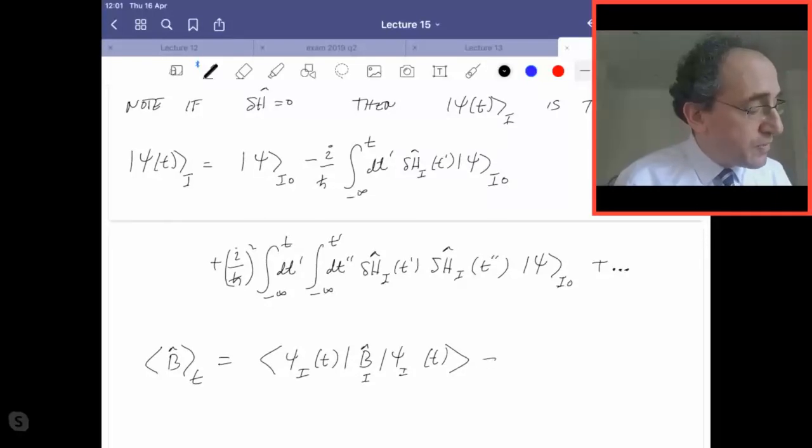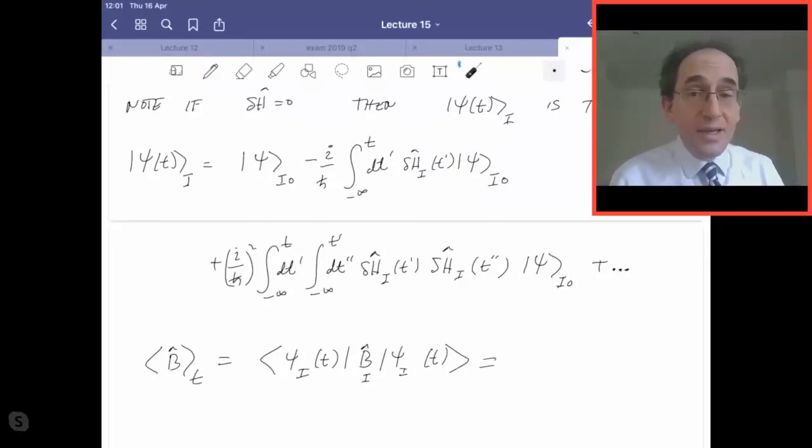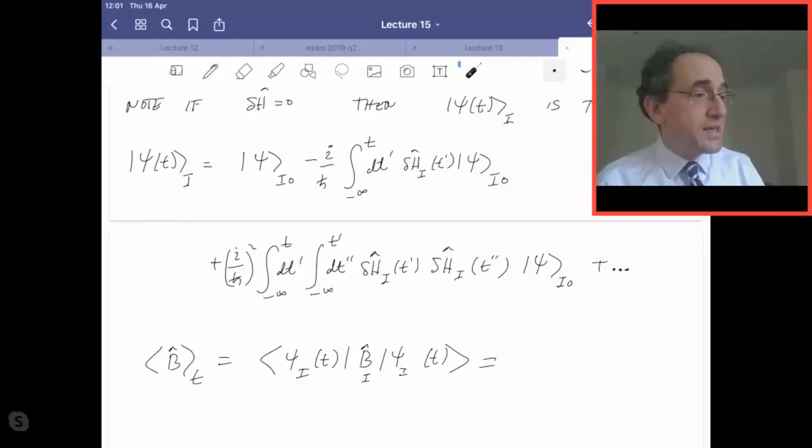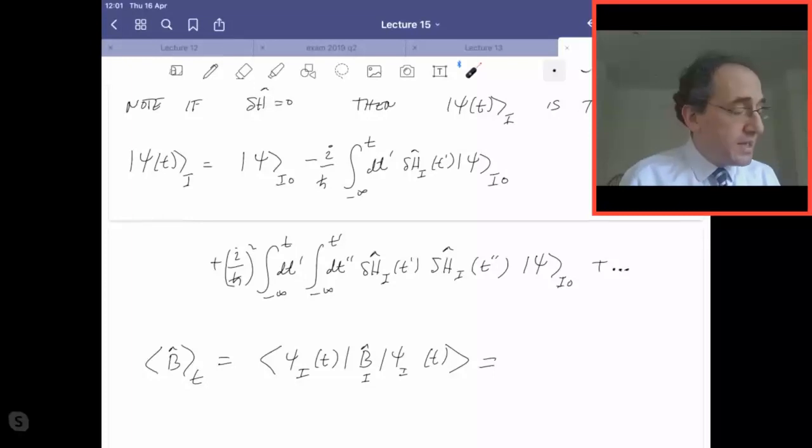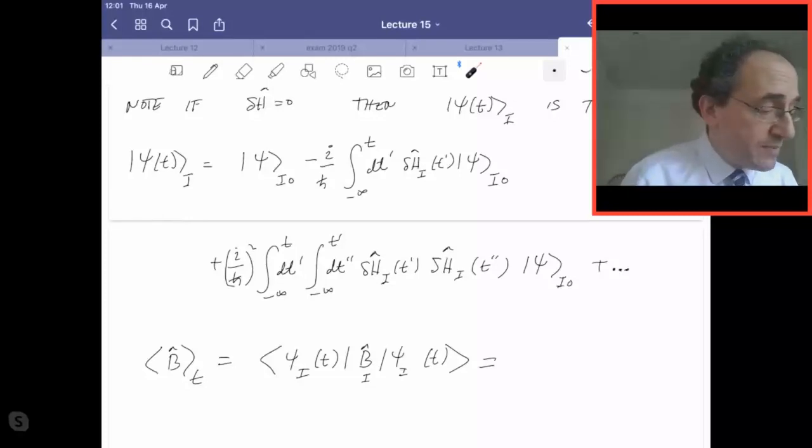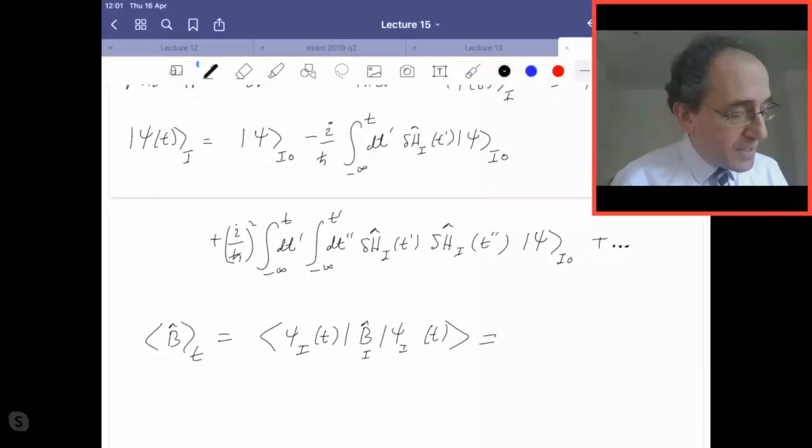And so we can then plug in this whole series on both the bra and the ket side, and I'm going to truncate the series at just linear order in delta H. So I'm only going to keep this first term because delta H is small, so I don't have to keep too many terms. So let me write it out how this works.